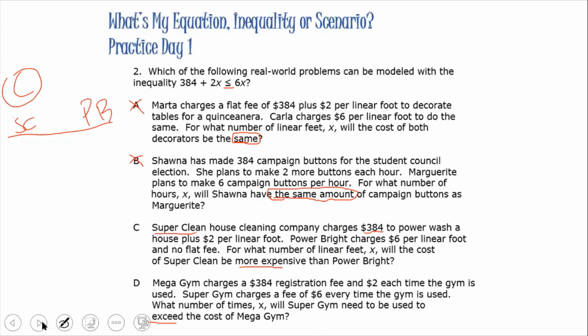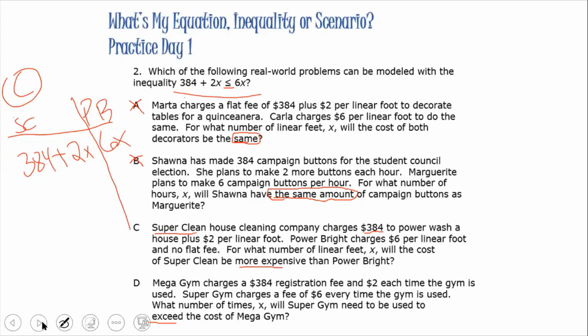So it says super clean house cleaning company charges $384 to power wash a house plus $2 per linear foot. So we're going to say 2x. Okay. I'm going to put a little line through there because now I'm going to do power bright. Right? Power bright charges 6x. Okay. So now it looks like this one on top, right? But now we got to determine if that's the right sign.